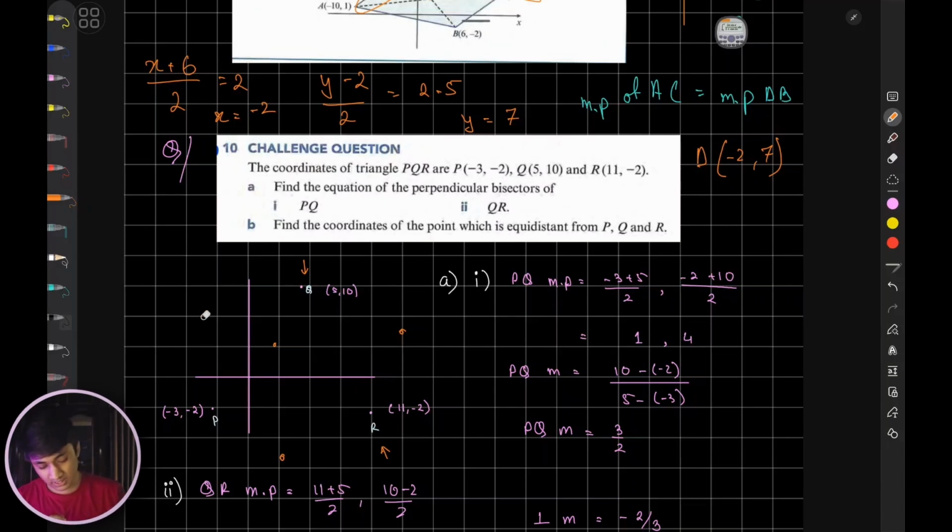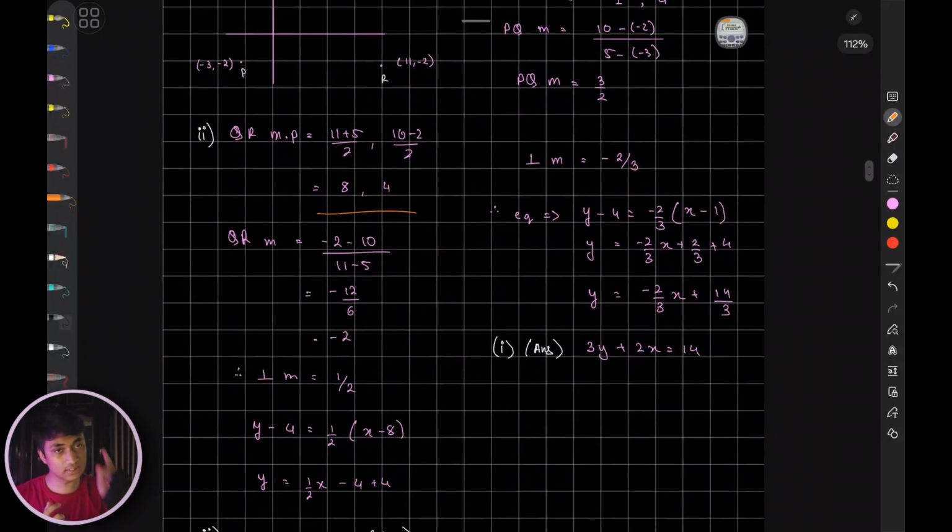Hence, let's say this is the point. From this point, your P, R, and Q are supposed to be equidistant, meaning it should have the same distance. But notice one thing. You can see that from this point till R, the distance is much larger compared to the distance from P and Q. So this is definitely not a point from which all points of the triangle are going to be equidistant. So how do we even find the equidistant point?